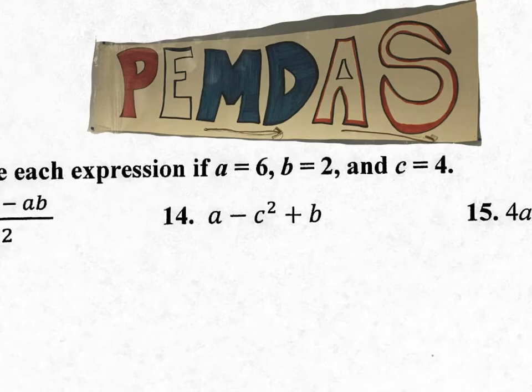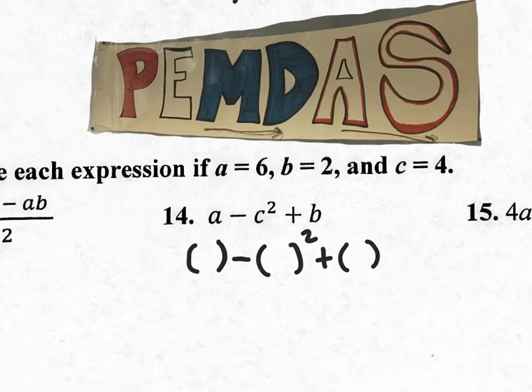Number 14, picking up right where we left off on the other video. Once again, when you have a variable expression like a minus c squared plus b, and they ask you to evaluate, that means plug it in. So what we want to do is first replace our variables with parentheses. I'm going to rewrite this whole thing, but instead of a, c, and b, I'm going to put parentheses. So there are my parentheses, and now I'm going to plug in the values.